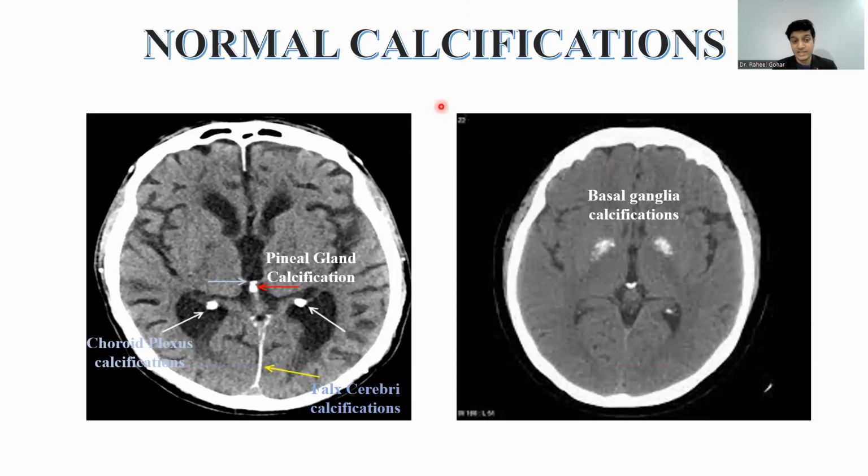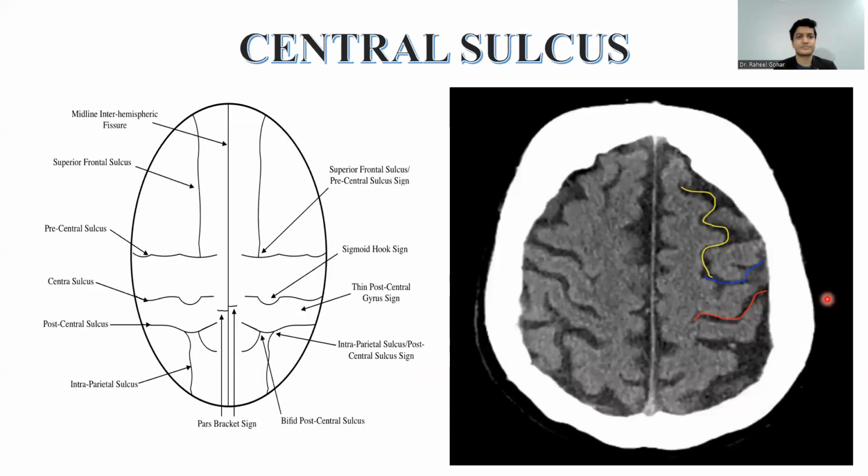Then the normal calcifications I've already told you. In the pineal gland, we have normal calcification. The pineal gland is present behind the third ventricle. These are the occipital horns, and the choroid plexus is calcified. This is the calcification of the falx cerebri, and these are the calcifications of the basal ganglia. So these are normal calcifications.